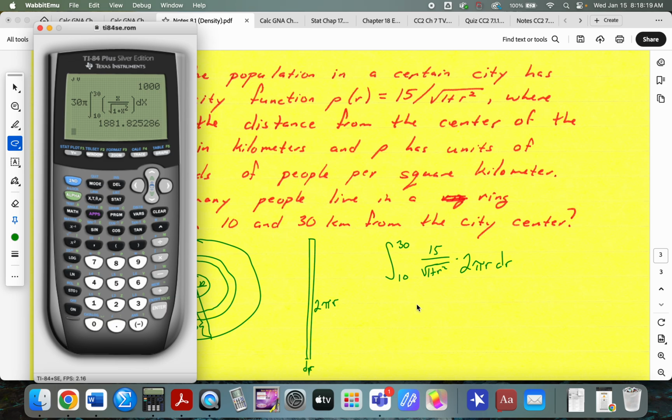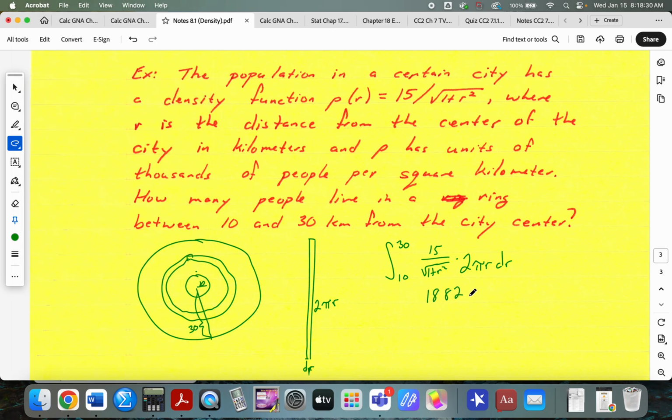So, since this is people, I would probably go, all right, it's about 1,882 people. If you get questions like this on the AP exam, they will usually, to avoid any confusion, say, to the nearest person. That's a relatively big city with not a lot of people in it.